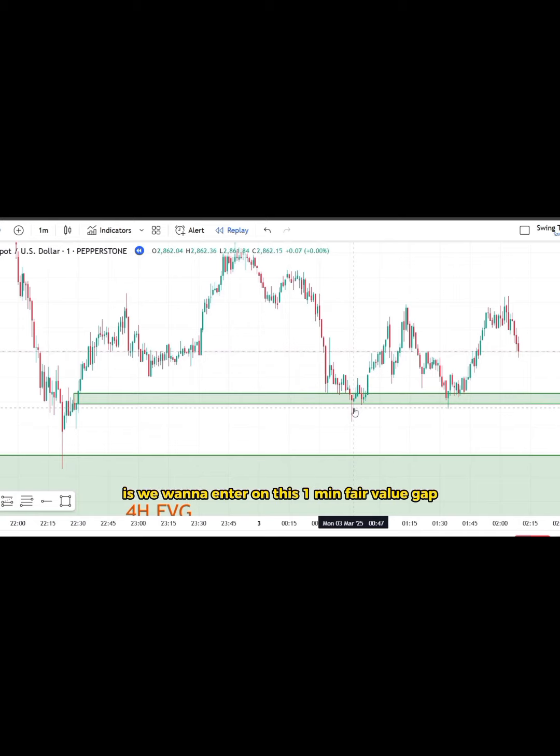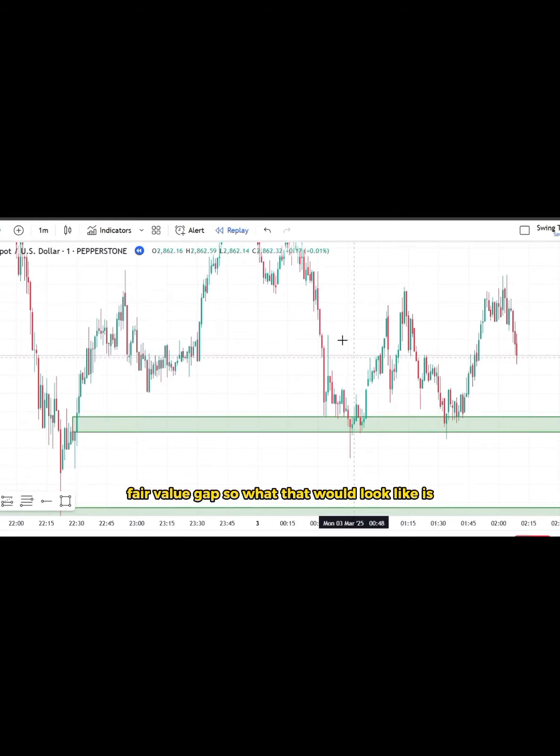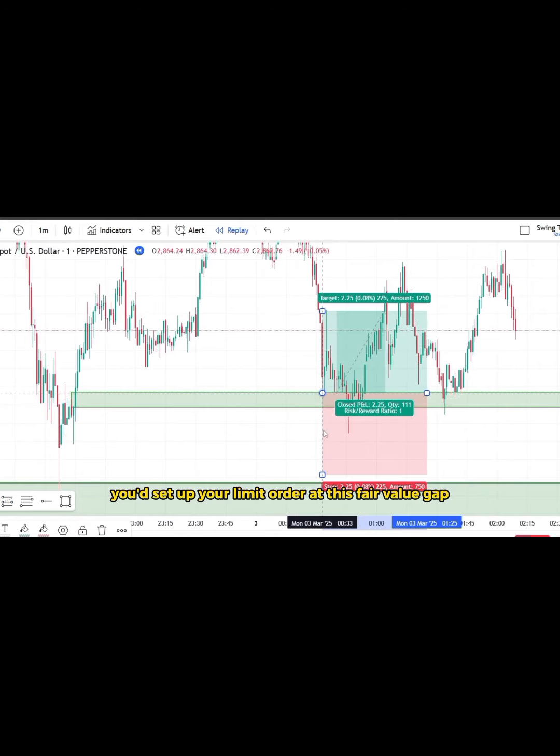So what you want to do now is enter on this 1 minute fair value gap, right? And at this point, if you get on the charts, you want to wait for the retracement to this fair value gap. So what that would look like is you'd set up your limit order at this fair value gap.